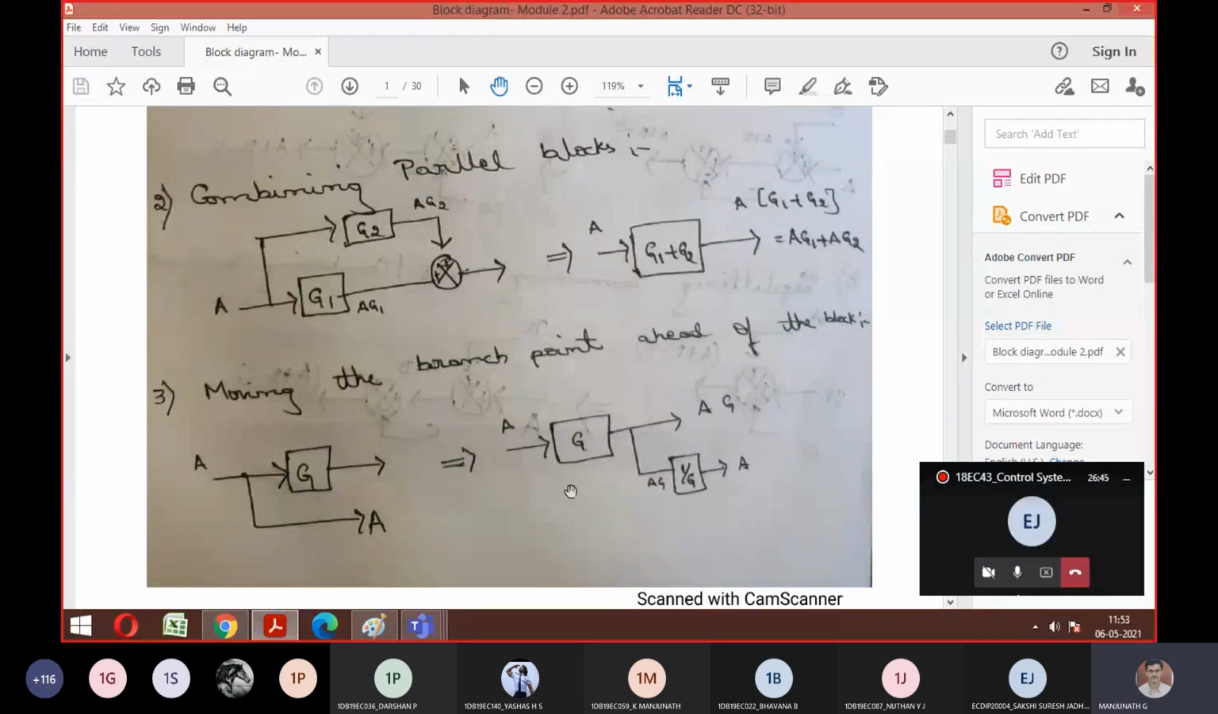Look here. I'm giving A. Output is also A. So the same thing I should do after moving my branch point ahead. A is given to G, so from this point I'm getting AG. What should I multiply in this block such that I get only A? That is the task. If I multiply 1 by G, G and G will get cancelled, and what is left out is A. Is it clear? No, sir? Yes, sir.